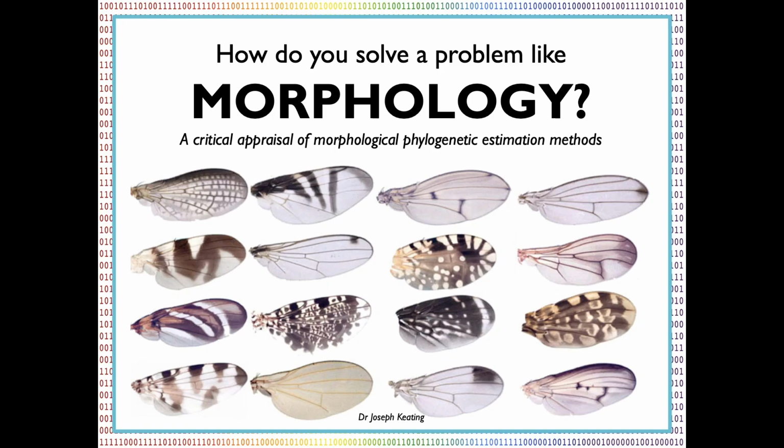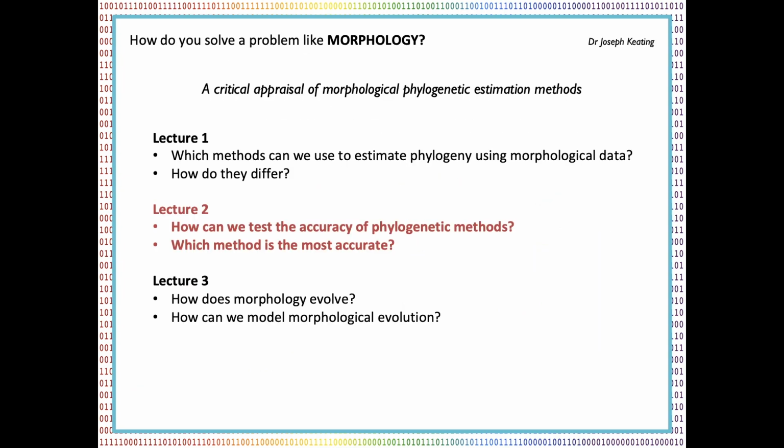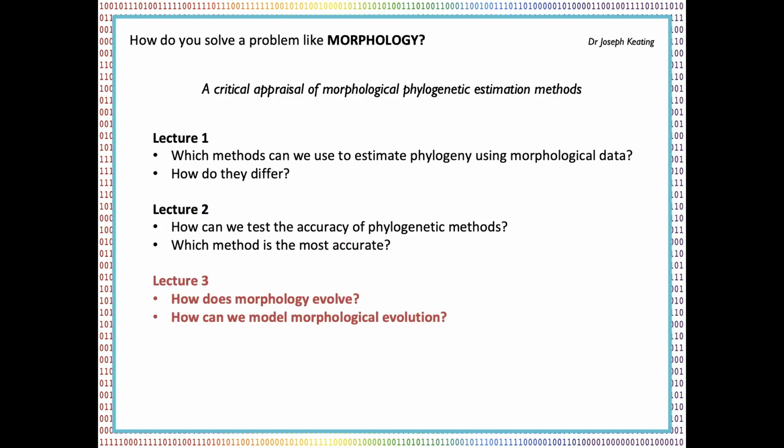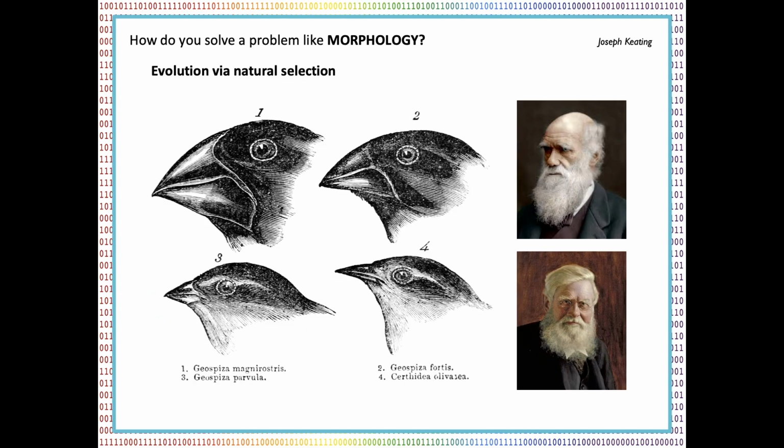This is the third and final lecture of How do you solve a problem like morphology? Last time, we talked about empirical and simulation approaches for assessing the performance of different morphological phylogenetic methods. In this lecture, we will consider more broadly what we know about morphological characters, how they evolve, and how we can model their evolution more realistically.